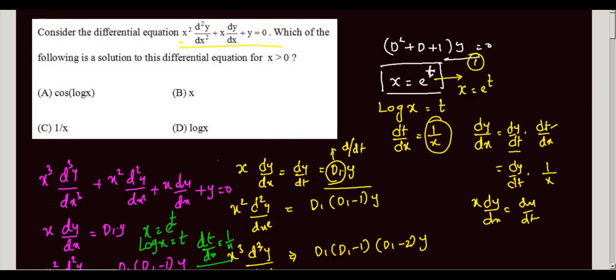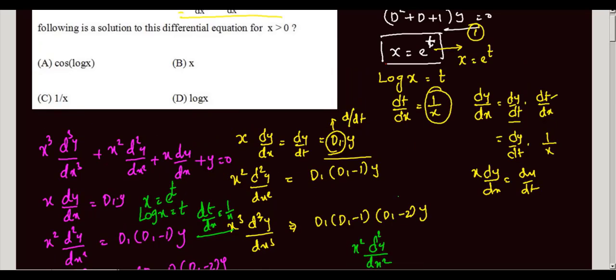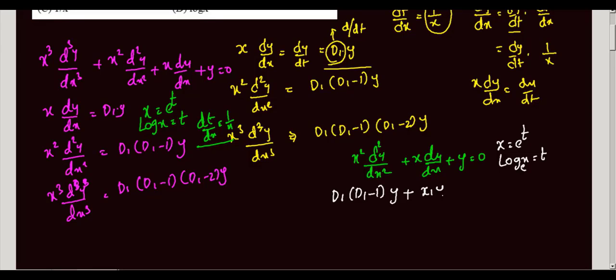Now see what question is given: x square into d square y by dx square plus x into dy by dx plus y equal to 0. How can we represent it? What is the replacement of x? x equal to e power t, log x equal to t, with log to base e. So we can write: x square term becomes d1 into d1 minus 1 into y, the x term becomes d1 into y, plus y equal to 0. So we get d1 square minus d1 into y plus d1 y plus y equal to 0.